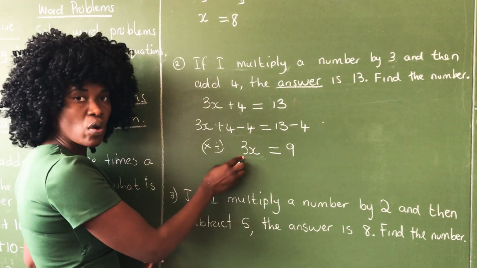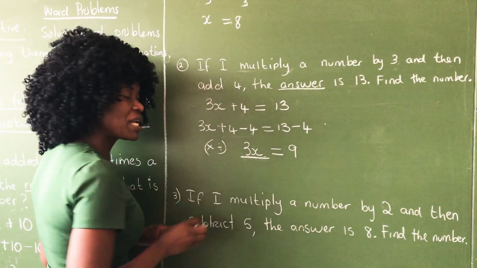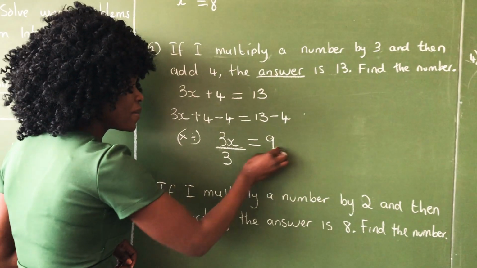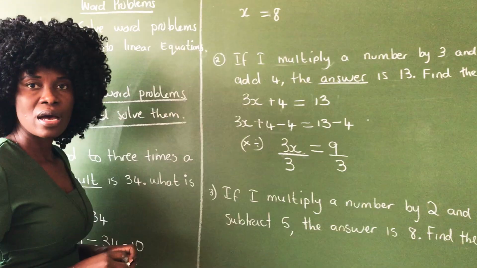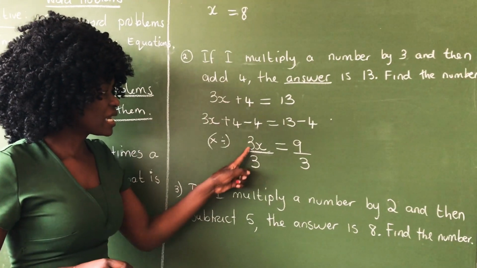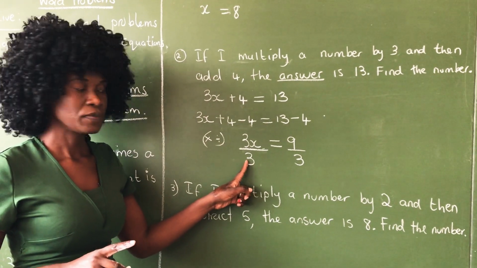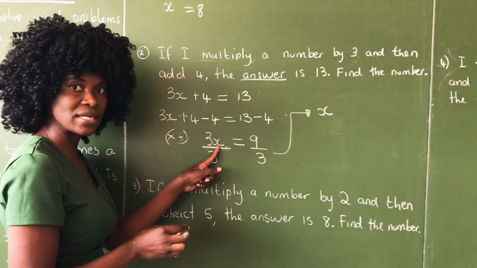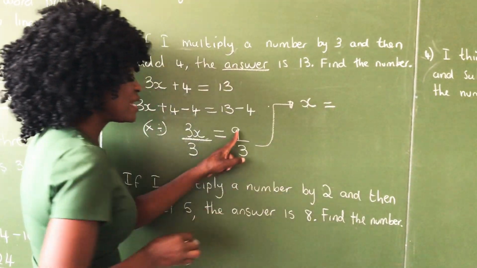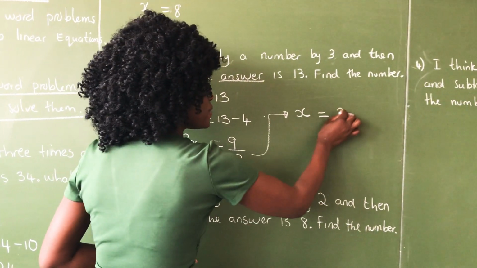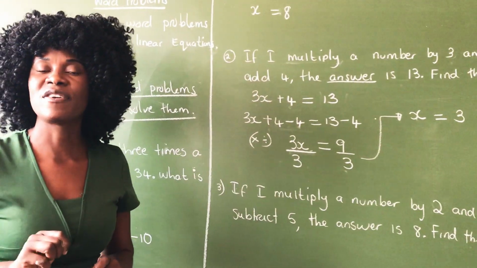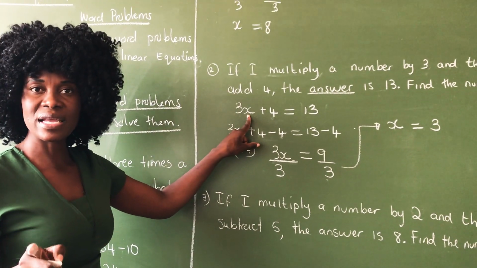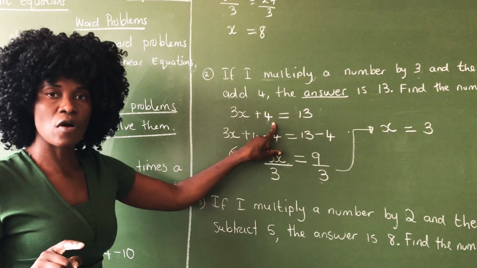So I must get rid of the coefficient of 3. To get rid of coefficient 3, I'll divide by 3. Whatever I apply on the left hand side must be applied on the right hand side as well. So 3 divided by 3 gives me 1, and I'm left with variable x on the left hand side. Equal sign, 9 divided by 3 will give me 3. So this unknown number that we've been looking for represents 3. Meaning 3 multiplied by 3 is 9, plus 4, it will give us 13.